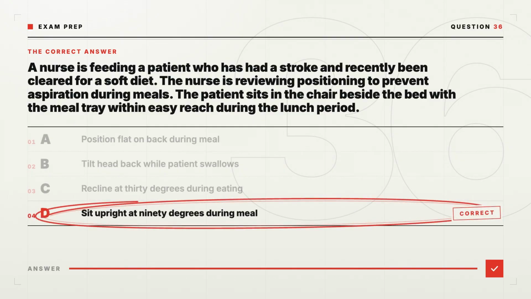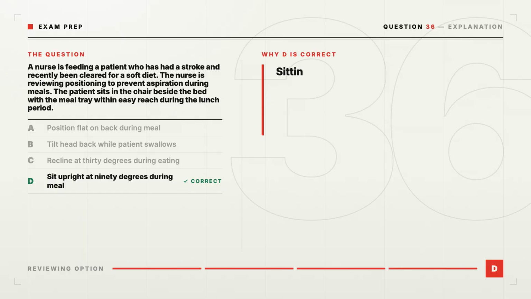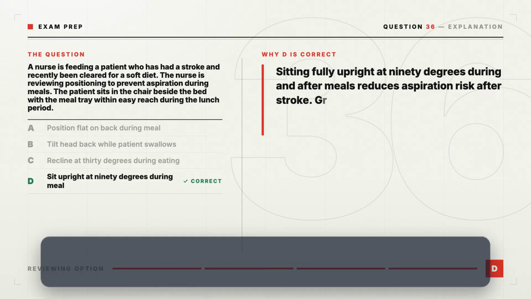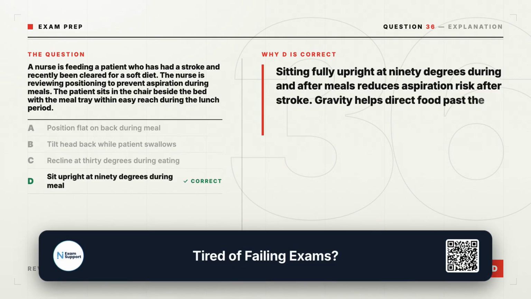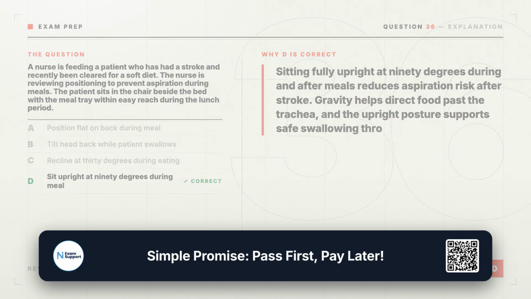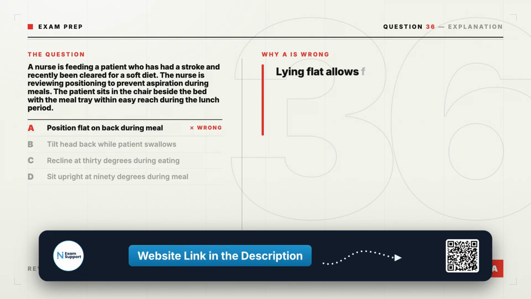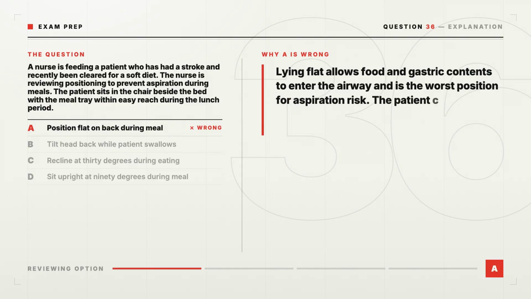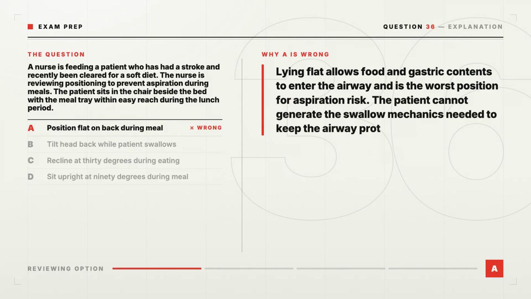The correct answer is D. Sit upright at 90 degrees during meal. D is correct because sitting fully upright at 90 degrees during and after meals reduces aspiration risk after stroke. Gravity helps direct food past the trachea, and the upright posture supports safe swallowing throughout the entire meal. A is wrong because lying flat allows food and gastric contents to enter the airway and is the worst position for aspiration risk. The patient cannot generate the swallow mechanics needed to keep the airway protected.